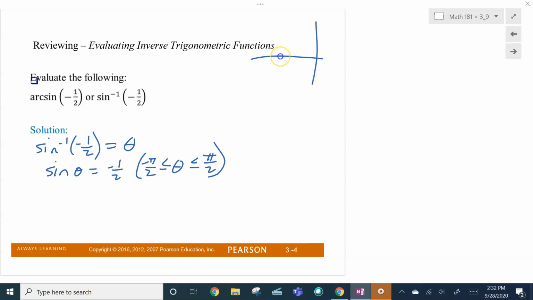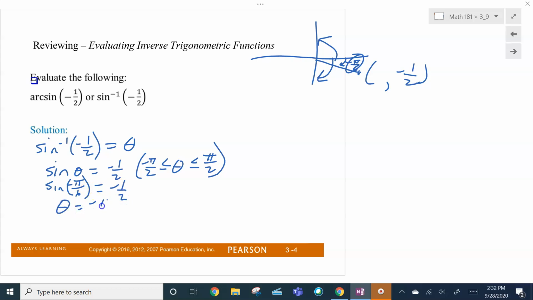So I say, well, between pi halves and negative pi halves, the only place where I have the sine of theta being negative a half would be at negative pi 6, right? I'd have to rotate negative pi 6. It's 11 pi 6, but again, it's got to be between pi halves and negative pi halves, so it's negative pi 6. So sine of negative pi 6 is negative a half. In other words, theta is negative pi 6. In other words, the arc sine of negative a half equals negative pi 6, if you've forgotten that from trig.